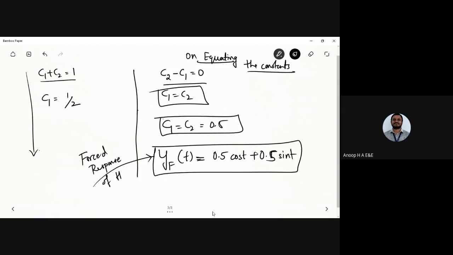Forced response of the system. So this is how it would look like, the forced response, that is 0.5 cos t plus 0.5 sin t. Okay, I hope the solutions are quite clear before we move on to the next problem.